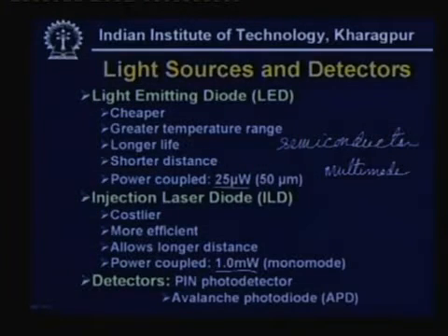Normally, pin photodetector can be used with multimode fiber where the source of light is LED and where low cost is the primary criteria. On the other hand, in case of single mode fiber, the laser source is used, injection laser diode is used as the source of light, and avalanche photodiode is used as the detector.